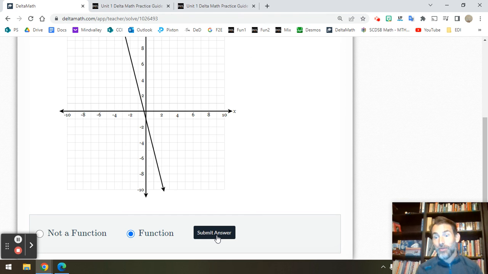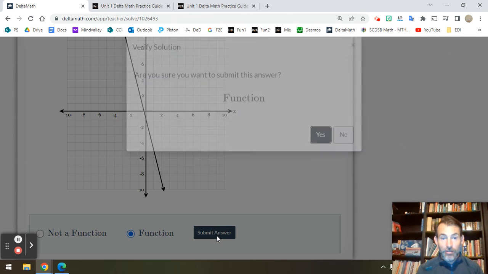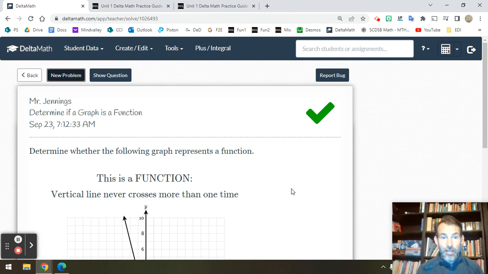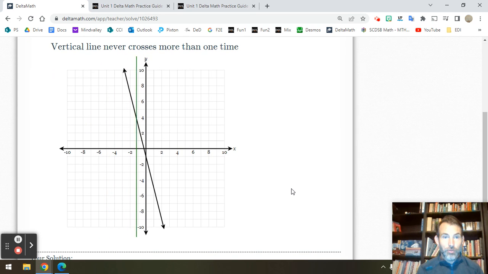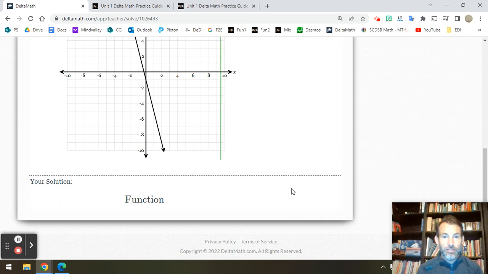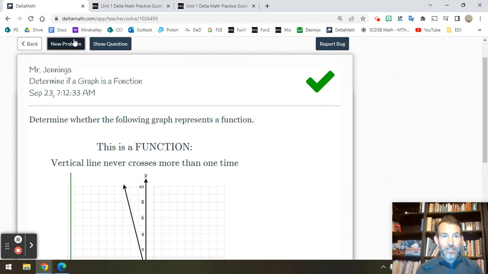But you do want to think about, how do you recognize them from mapping diagrams, sets of points or tables of values, and graphs. This one is a function because it passes the vertical line test, and they're going to show us that in just a second. Yay! Vertical line never crosses more than one time. There, you see the vertical line. It's like a little sci-fi scanner.